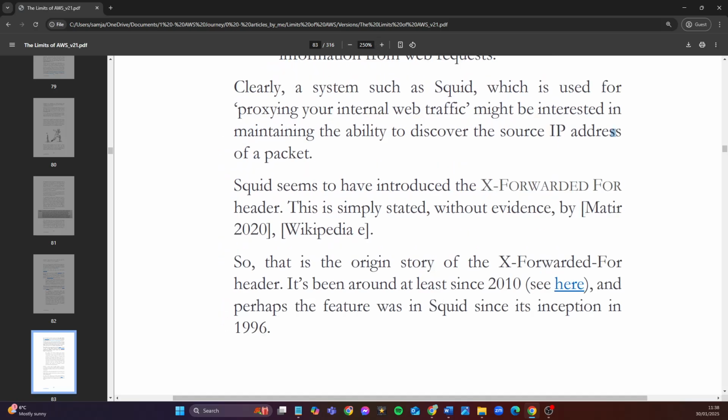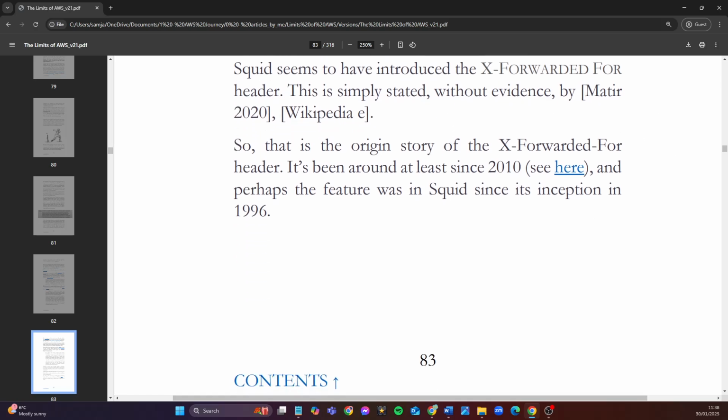Squid seems to have introduced the X-Forwarded-For header. And this is simply stated without evidence by Matir 2020. Source in the description. So that's the origin story of the X-Forwarded-For header. It's been around at least since 2010, and perhaps the feature was in Squid since its inception in 1996.